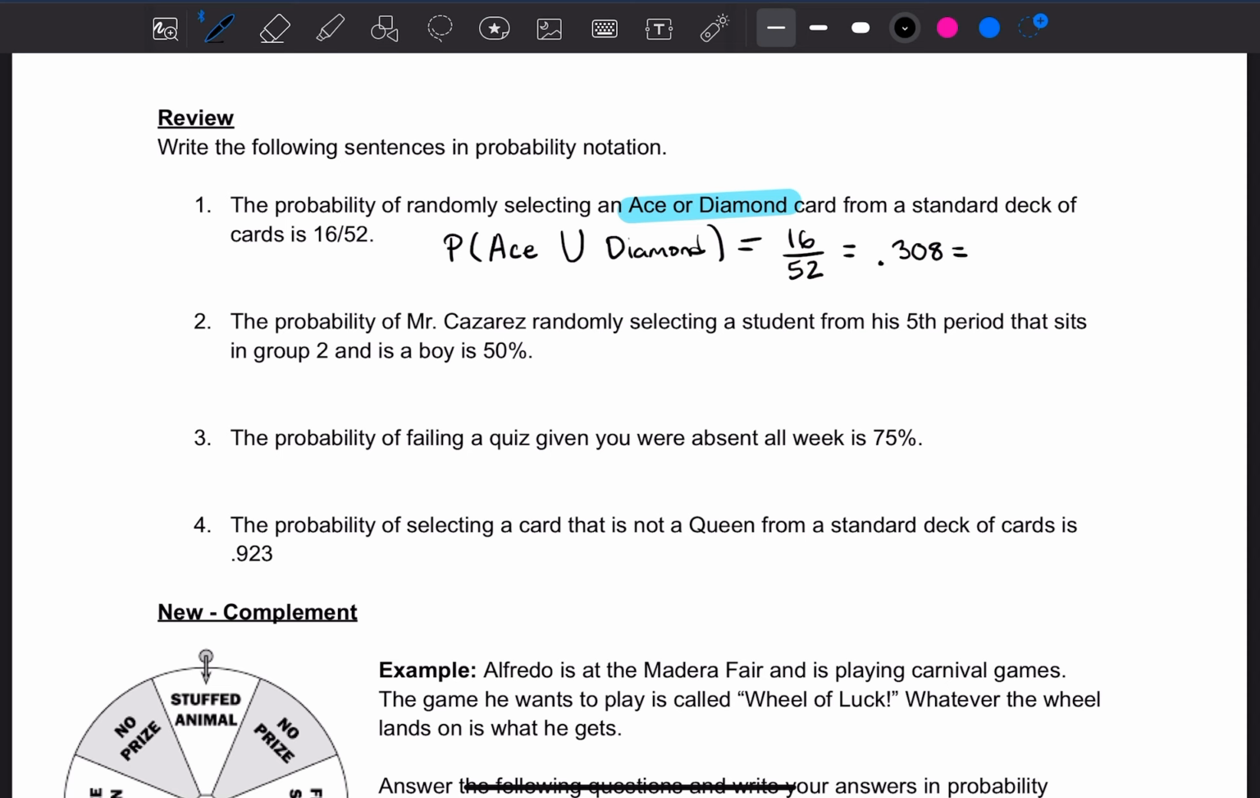And now we're going to convert that to a percentage. The way we do that is by multiplying by 100. If we do that, we get 30.8, and don't forget your percent symbol.